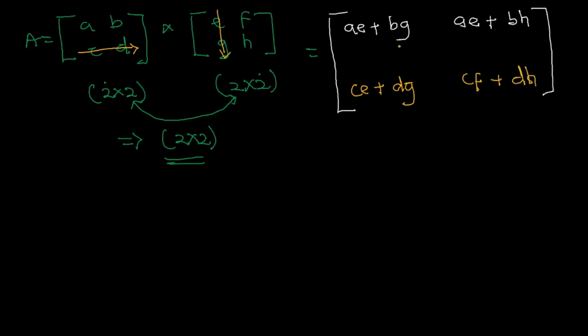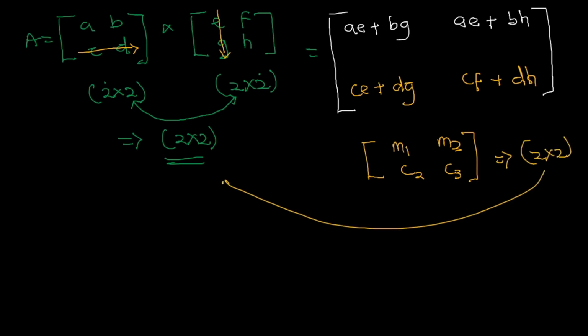If we add these two, and these two, we are going to get something in the form of, let's say, M1, M2, C2, C3, something like this. So we get one value here, a value here, a value here, and a value here, and this is a 2 by 2 matrix, as we expected, since the middle numbers are the same, so we get the outer numbers as our final matrix. Let's have a look at an example to appreciate what we are talking about.